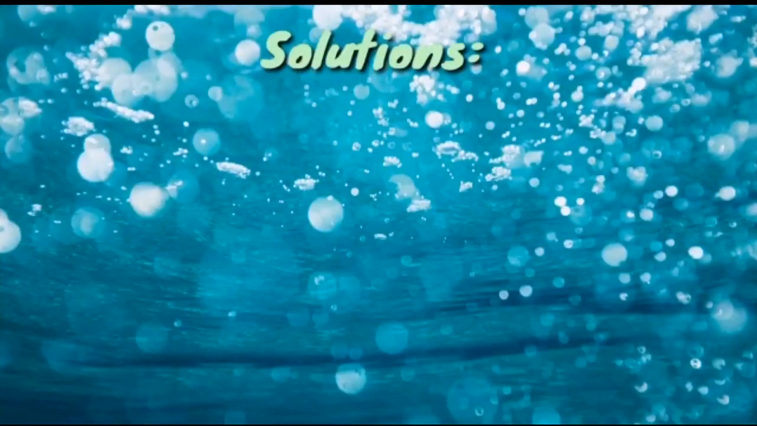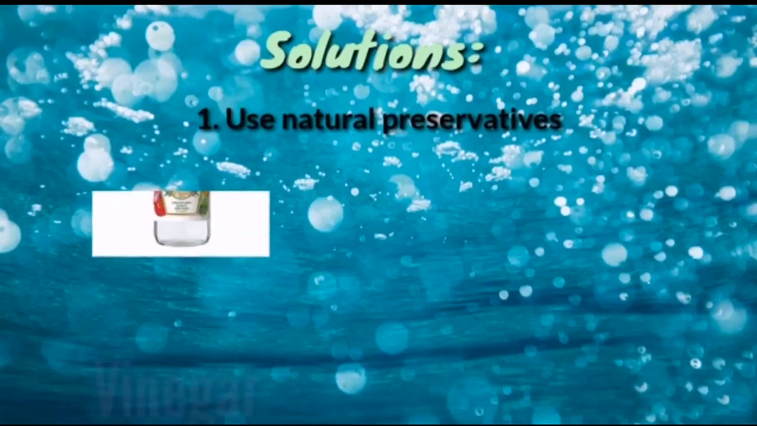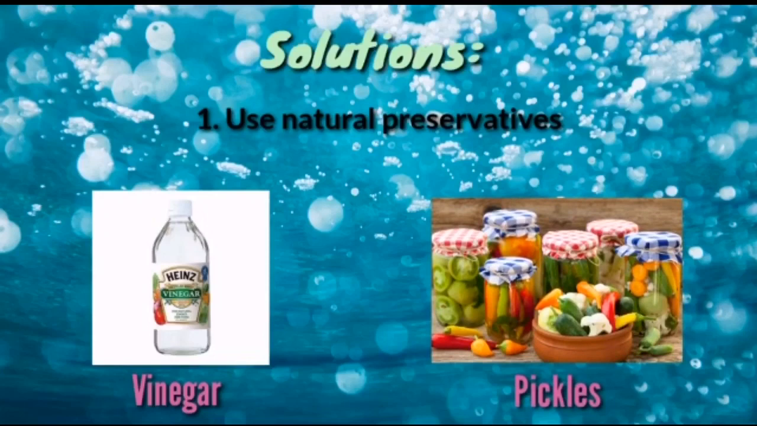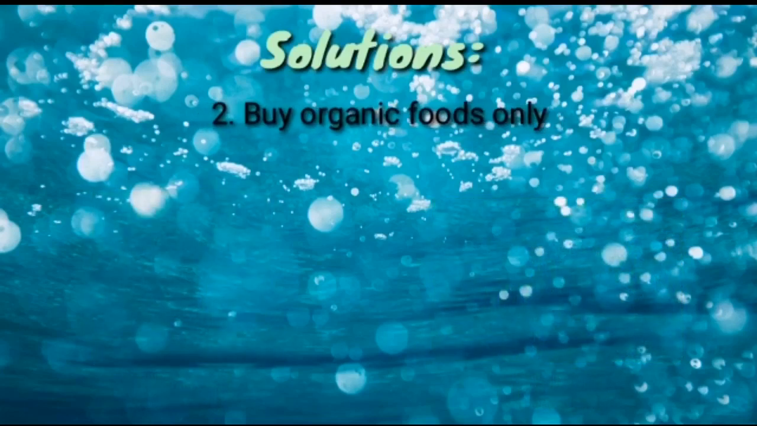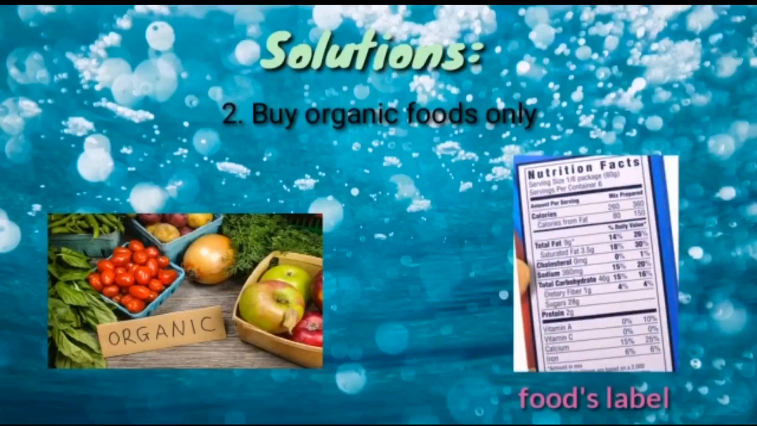The solutions are: 1. We should use more natural preservatives such as vinegar to make pickles. 2. We need to buy organic foods only by looking at the food's label before we buy them.